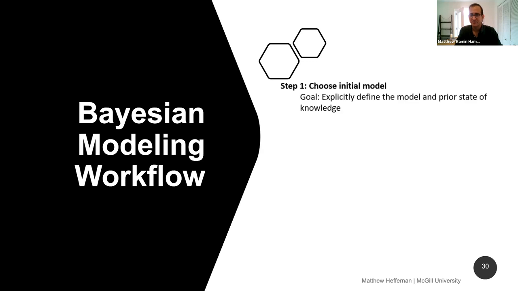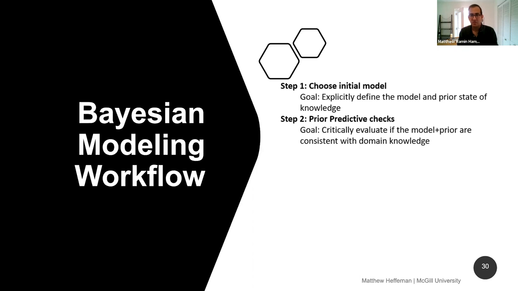Your first step in a Bayesian modeling workflow, it sounds almost trivial, is to choose an initial model. What you want to do here is to explicitly define your model and the prior state of knowledge. Depending on what you may be doing, this model might already exist, or no model might exist. Maybe in some cases, there's a lot of different models to choose from. What you need to do is to explicitly motivate that particular choice and to explain why it's the best choice for your application.